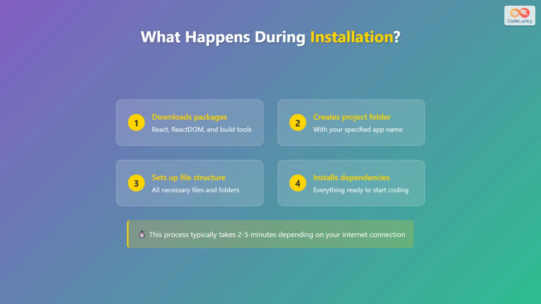During the installation process, Create React App downloads packages like React, React Document Object Model, and build tools. It then creates a project folder with your specified app name. It sets up the file structure with all necessary files and folders and installs dependencies, getting everything ready to start coding. This process typically takes 2 to 5 minutes, depending on your internet connection.